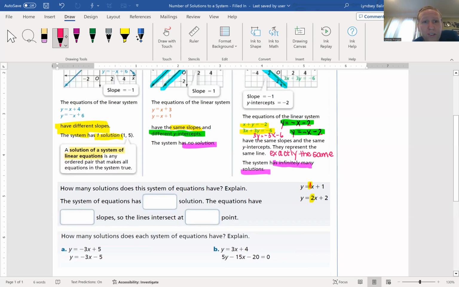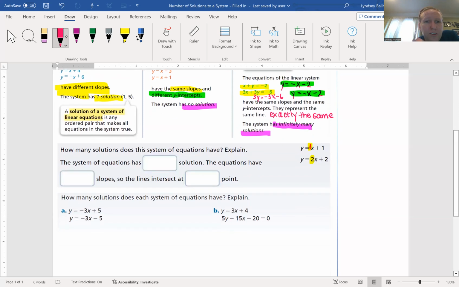So that was our first column above. So this is only going to have one solution. The equations have different slopes, so their lines are going to intersect at one point. That's it. Not talking about what it is right now. That'll be the next lesson. Just different slopes, it's got to have one solution.